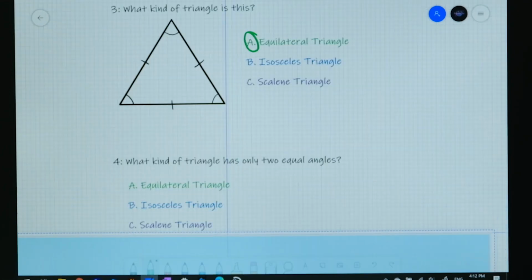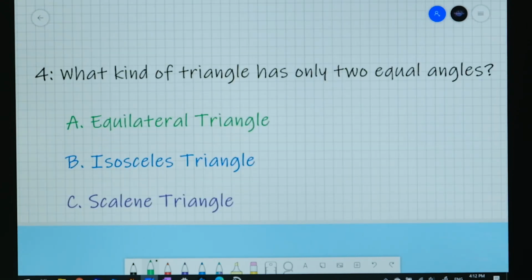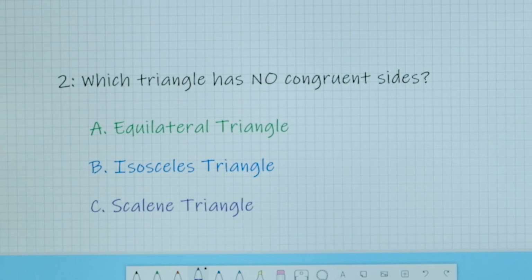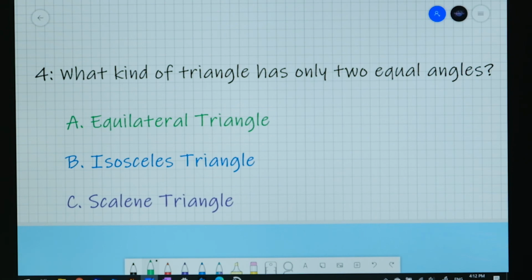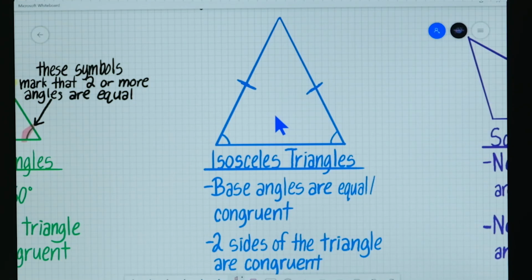Next, we have the fourth question, and I believe the last one. So this last question is, what kind of triangle only has two equal angles? Kind of going back to the second question, it's kind of the same thing, but which of these triangles only has two equal angles? Not three, not none, but two. I'll give you guys 3 seconds. Done. So the answer was not equilateral, not scalene, but isosceles. So I think that kind of concludes the test.